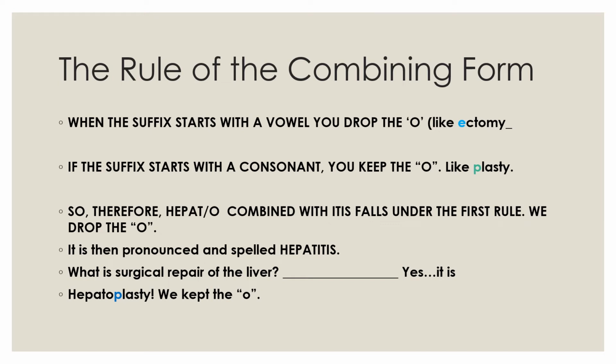So we have here hepato, and I ask you, remember? Combined with itis, what would I do? Well, itis starts with an I, so obviously I'm going to drop the O, so I can say it easier, and it becomes hepatitis. Now, if I did a word that started with a consonant, like surgical repair, which is plasty, hepatoplasty. I kept the O. Hepatoplasty. Pronunciation, that's why it's there. Remember your rule.